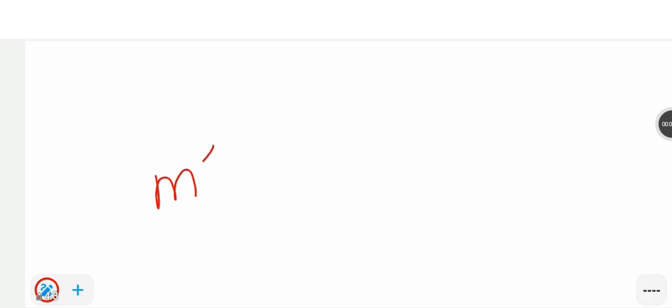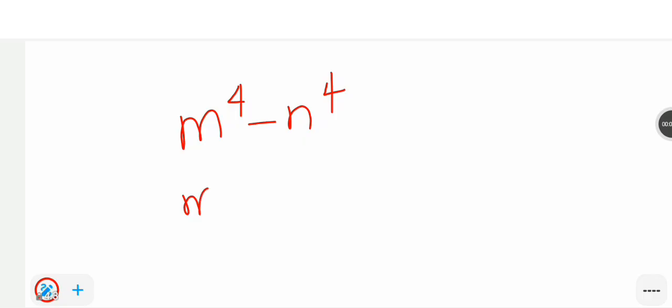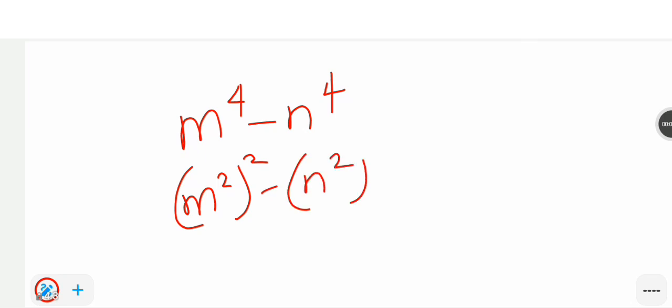You have m^4 minus n^4. It's the same thing as writing m squared minus n squared, another one. You can see they're the same. 2 times 2 will give you 4. So it's just another way of writing it. 2 times 2 also gives you 4.